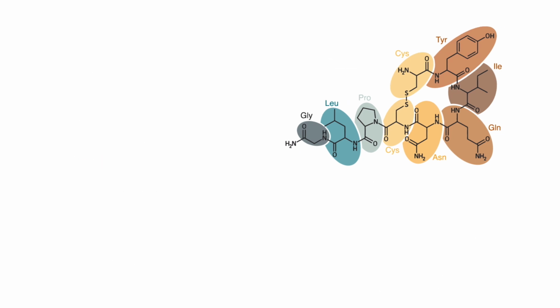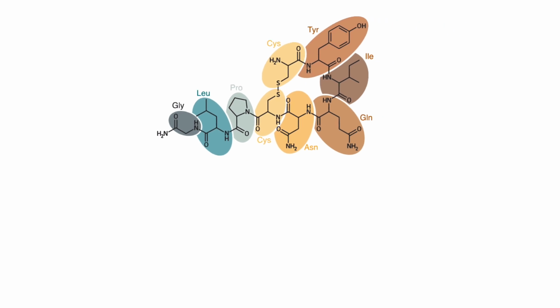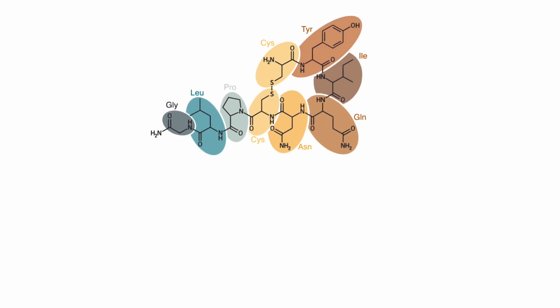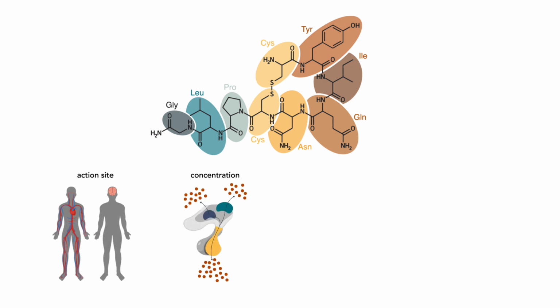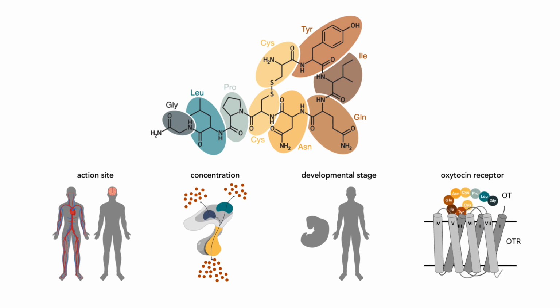One of the reasons oxytocin has attracted so much attention is its remarkable versatility. How exactly does a single molecule carry out so many roles? The answer depends on factors such as where it acts, how much of the neuropeptide is released, what stage of development the individual is in, and the specific binding properties of the oxytocin receptor. In short, the effects of oxytocin can look very different in different contexts.